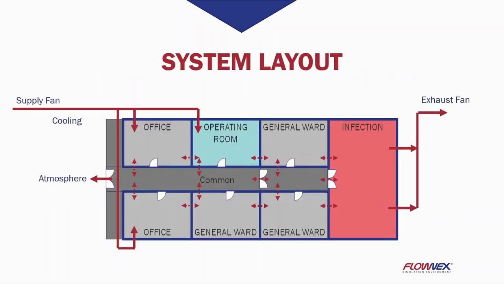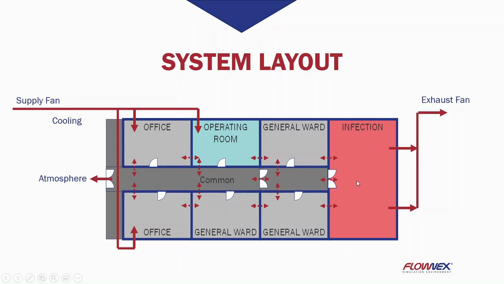So looking at the current system layout, we have incoming flow from a supply fan to the two offices as well as the operating room. Furthermore, there are in and outflows between the rooms and also from the rooms to the common area as shown here. These flows are largely due to gaps between the doors and the opening and closing of the doors. Lastly, we have an exhaust fan drawing air from the system at the end of the healthcare facility, creating negative pressures in the infection wards.